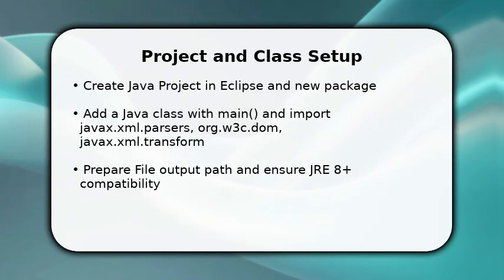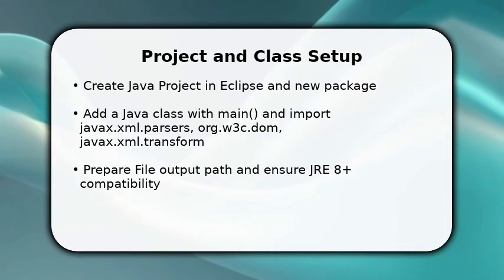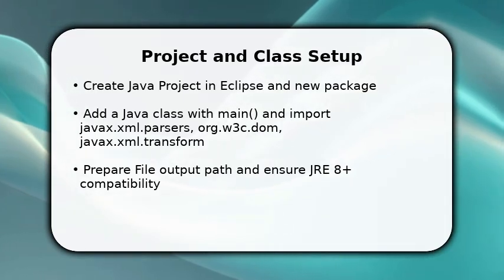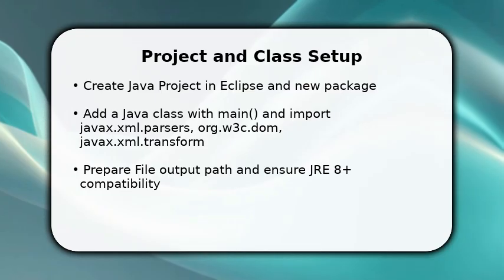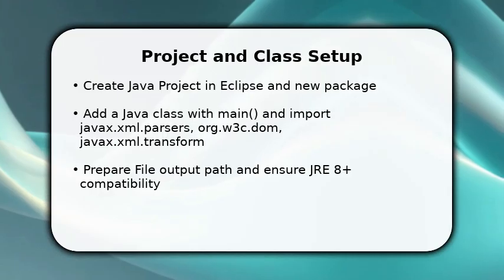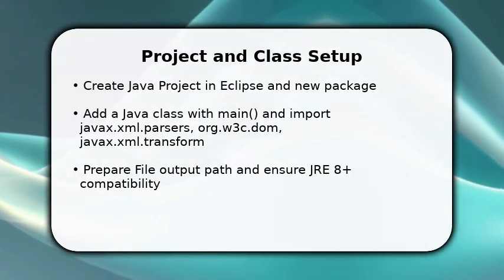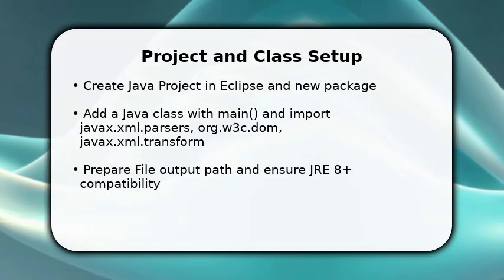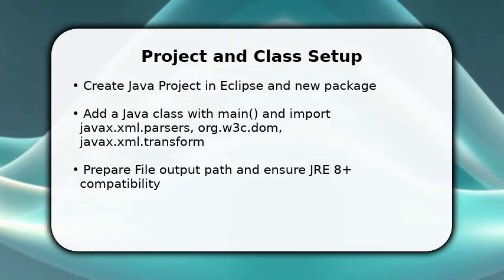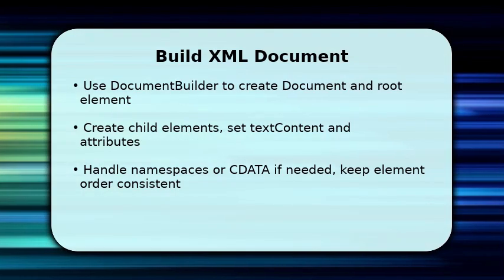You need the DocumentBuilderFactory and DocumentBuilder to create a DOM document, so import javax.xml.parsers and org.w3c.dom. Make sure your output file path is writable and that the project uses a JRE that supports the XML APIs. This gets you straight into code rather than configuration, and it prevents permission or API version surprises later. Now build the XML structure.